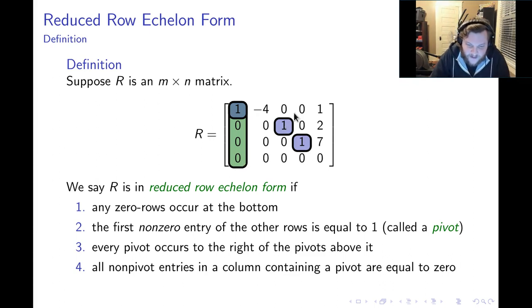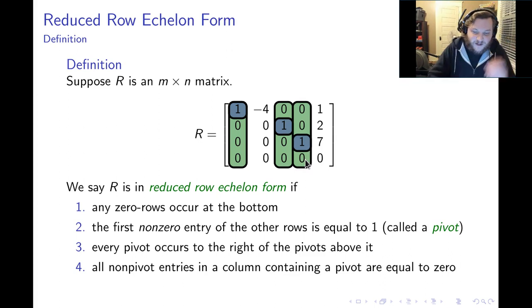Then in our next column with a pivot, that's the third column of this matrix, we have our pivot position and everything else is equal to 0. Great. And then for our third pivot in the 4th column, we have our pivot position and everything else is equal to 0. The 4th rule passes here, so we can call this matrix reduced row echelon form.